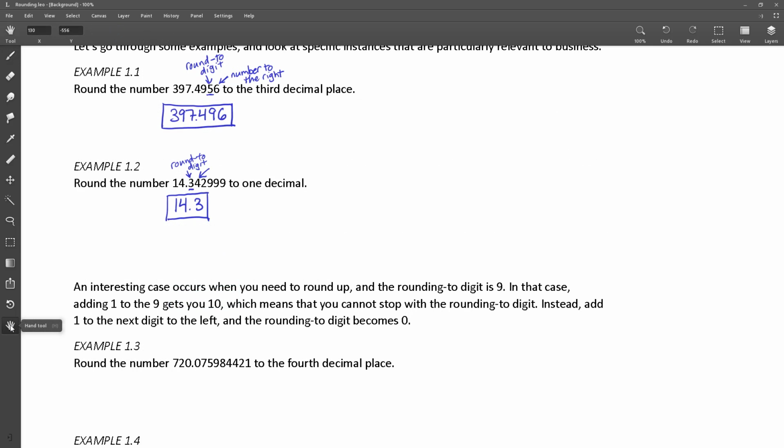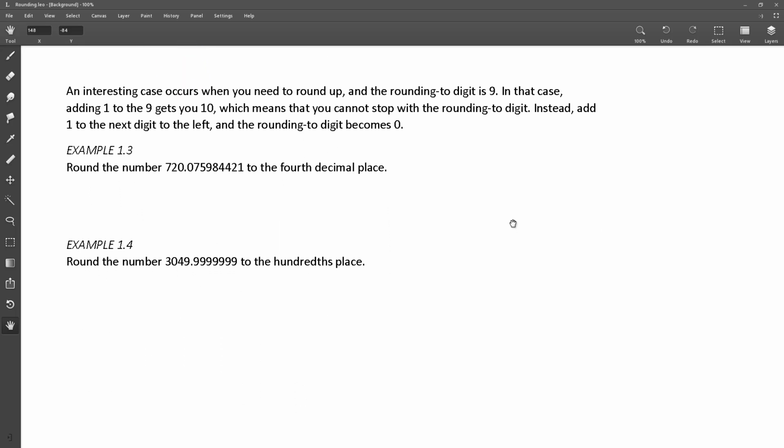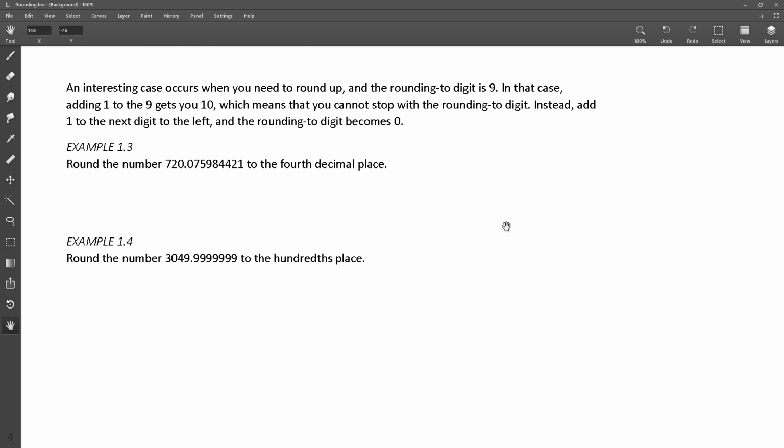So remember I said that the basic algorithm needed to be modified somewhat for certain cases, and this is one. So an interesting case occurs when you have to round up and the round 2 digit is 9. The problem is when you add 1 to 9, you get 10, right? So in that case, you can't stop with the round 2 digit. You have to account for that 10, right? And the way you do it is you add 1 to the next digit to the left of the round 2 digit. The round 2 digit itself becomes 0, which you can choose to write or not.